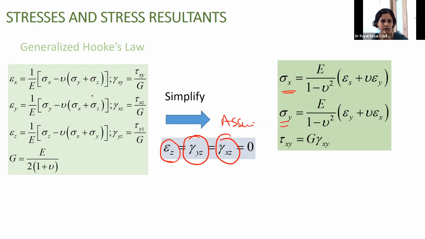Only thing is I have made sigma x on the left side and the epsilon on the right side. You can solve the simultaneous equations, maybe from matrix inversion also, to bring the stresses on the left side and the epsilon on the right side. So instead of these 6, I am having only 3 stress components now. This is my Hooke's law for the plate theory.